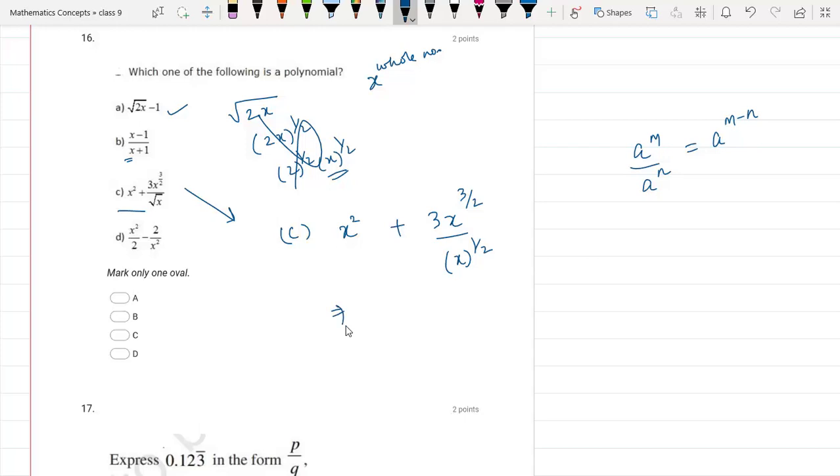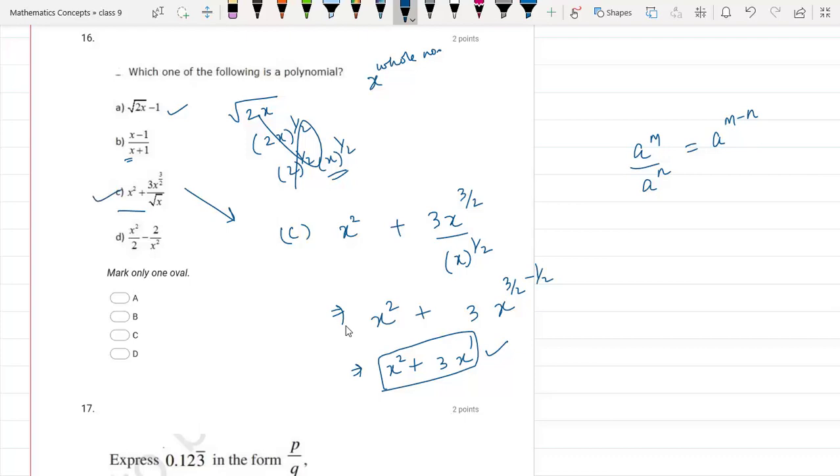x square plus 3x power 3/2 minus 1/2. So it becomes x square plus 3x, 2 is the LCM, 3 minus 1 is 2, 2/2 is 1. So we have got a normal equation of degree 2. So we can say this is a polynomial. So C is the correct answer.